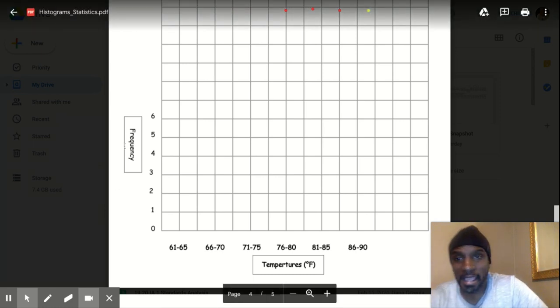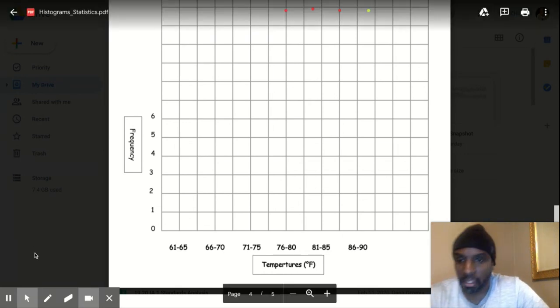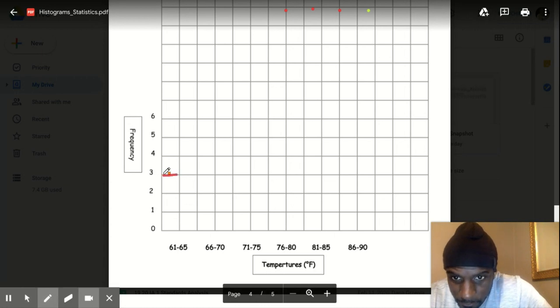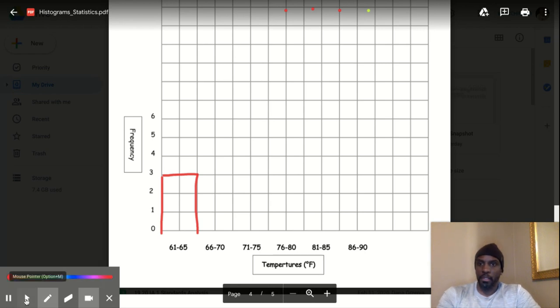Now, on my y-axis, right here, this was the x-axis. This is your y-axis. This is frequency, or the number of days. I start off at 0 days all the way up to 6 days. Now, I could have gone higher, but there's no need because I didn't count more than 4 or 5 days for one temperature range, okay? And now, I saw that there were 3 days that had a range between 61 to 65. So I'm putting my bar there. Now, let's go back up.